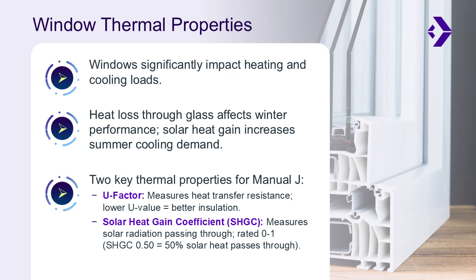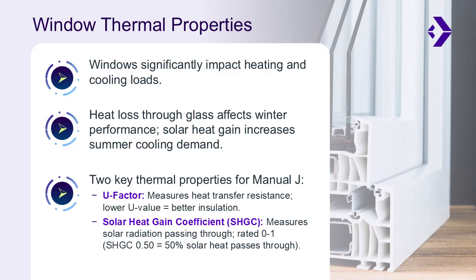There are two primary thermal properties we care about when documenting windows for Manual J: the U factor and the solar heat gain coefficient, also known as the SHGC. Each measures a different aspect of how heat moves through a window. U factor measures how well a window resists conductive heat transfer. It's basically an indication of how well a window is insulated, where a lower U factor means better insulation and less heat loss. U factors directly affect the heating and cooling loads.